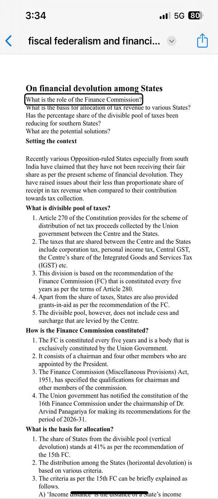In today's topic for the discussion, I have chosen financial devolution to the states by the center and the state of fiscal federalism in India. Dear students, let me put the issue in the context.